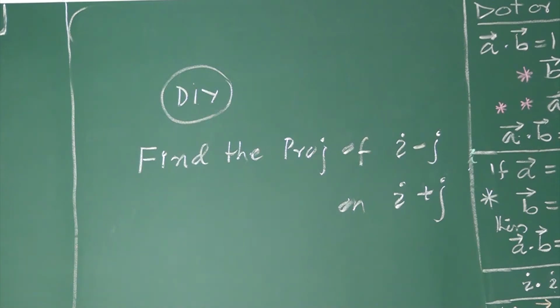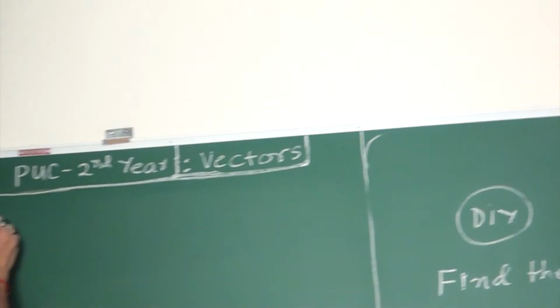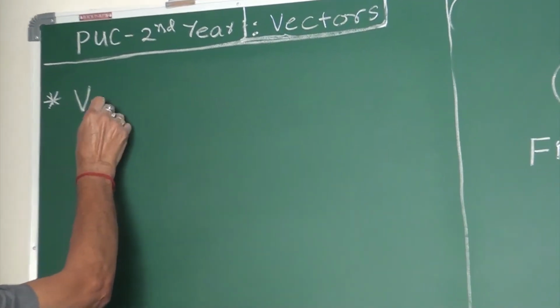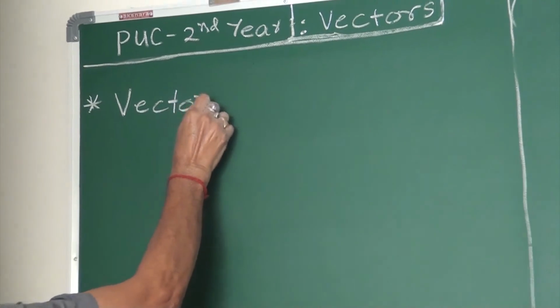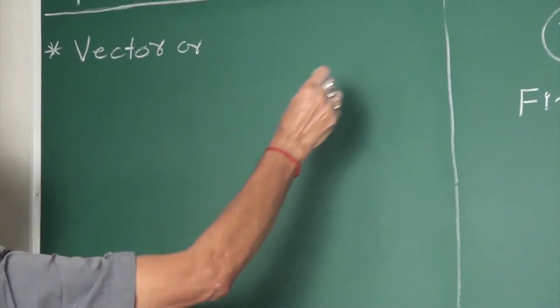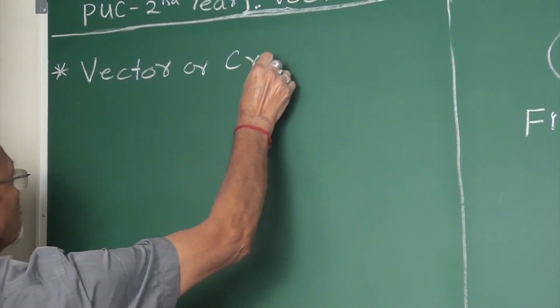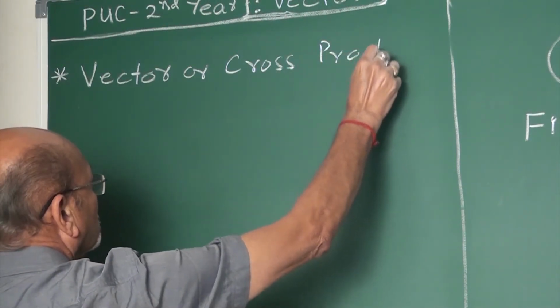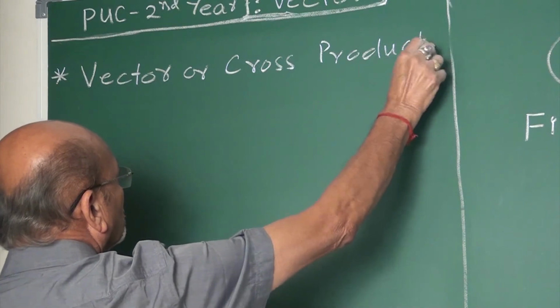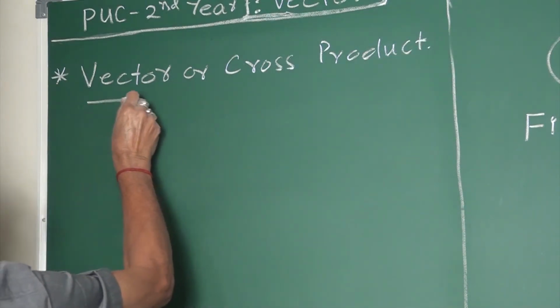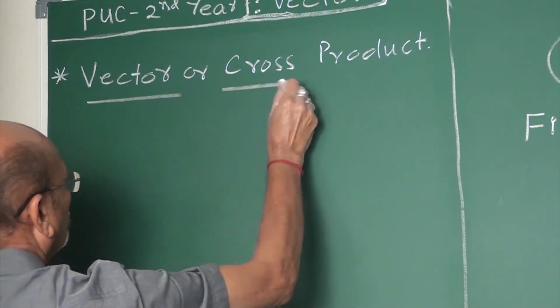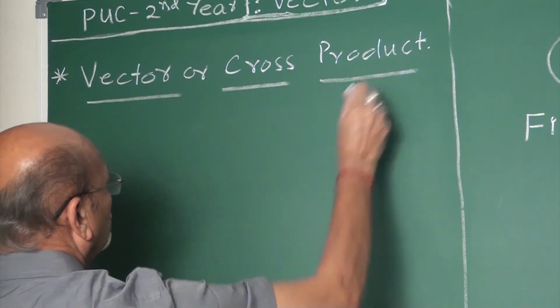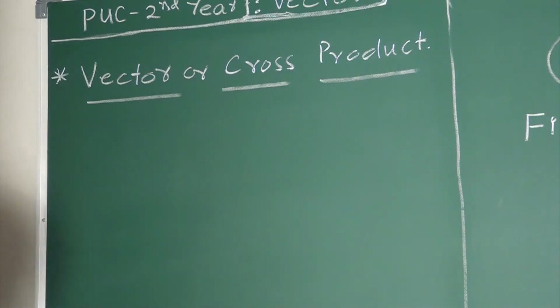Yes, my friends, next part is the vector, or cross product of two vectors. Vector or cross product of two vectors. Yes, my friends.